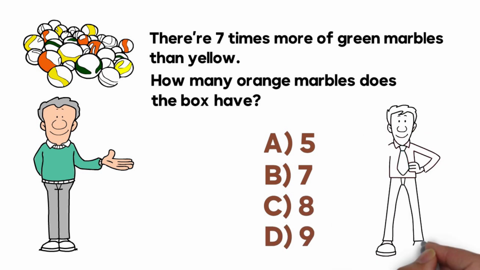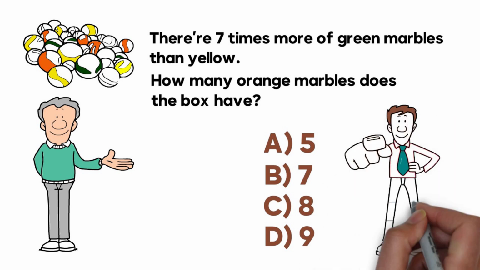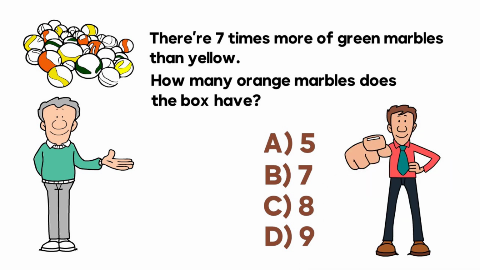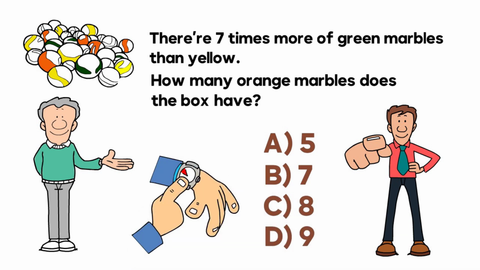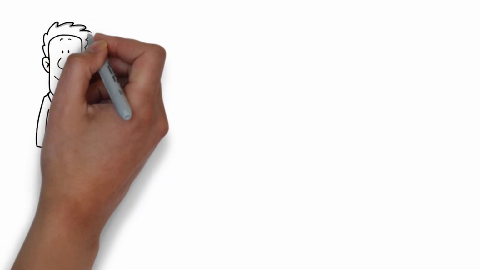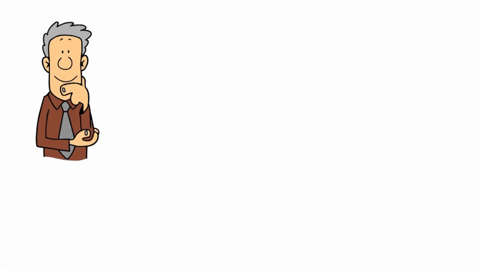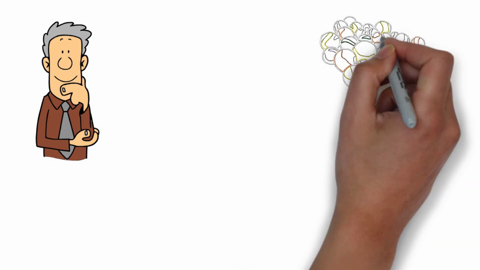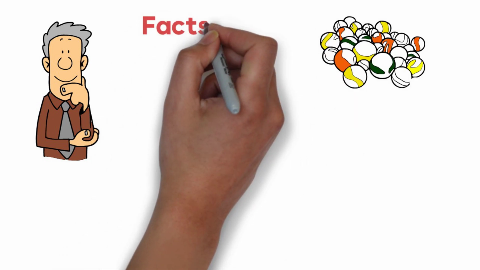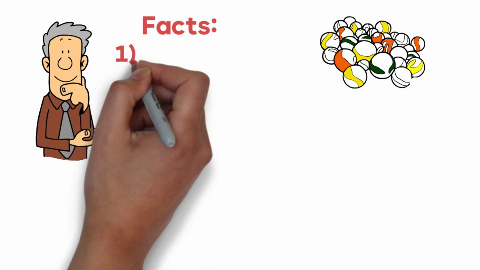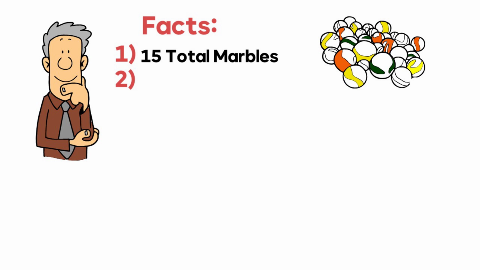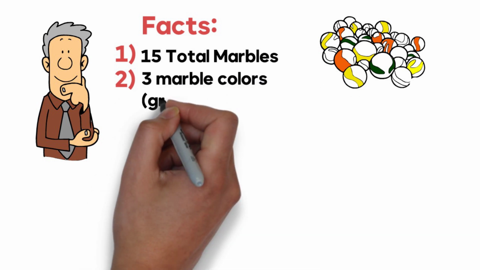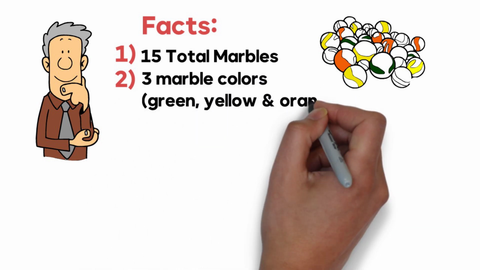Can you calculate the answer? Or guess it? Or find out? Give yourself 10 to 15 seconds to see if you can come up with the solution. Let's continue to see how we can get to the correct solution together. Interesting problem, don't you think? To solve this type of problems, let's separate facts from the formulas. We have 2 facts. We have 15 total marbles, and marbles are of 3 different colors: green, yellow, and orange.